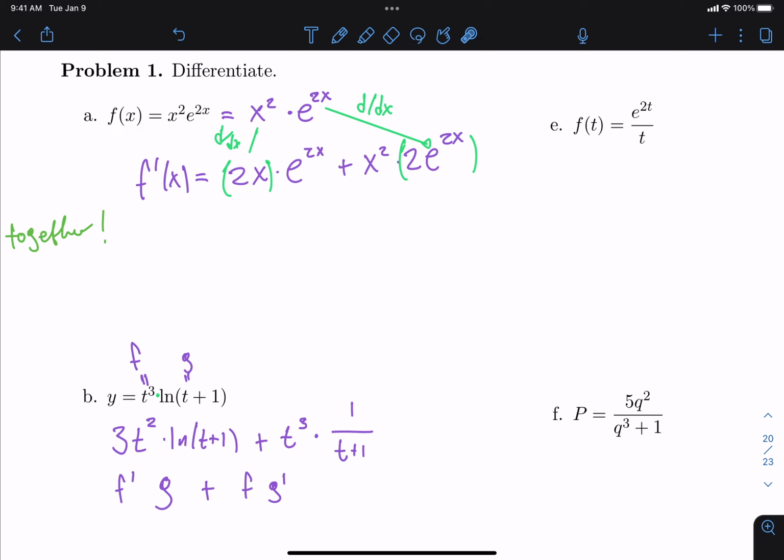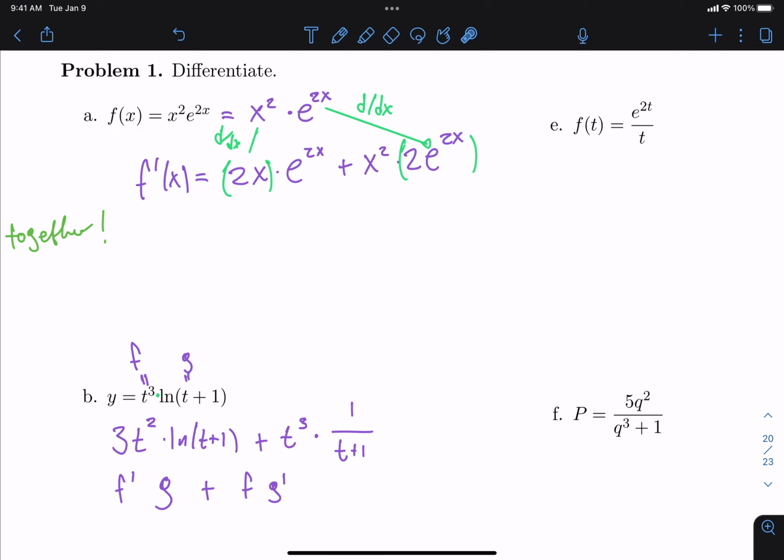The first thing I do is I let this one, we do its derivative, and then we leave this one alone. When we switch roles, then I'm going to leave t cubed alone, but do the derivative of ln of t plus 1. That's what I mean by switch roles. Does that clear things up?